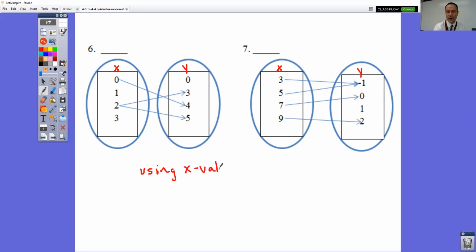If we're using an X value twice, that's when it is a no. Well, what does that mean, using it twice? If we have an X value and we have two arrows coming out of the X value, that's when it is a no. Go ahead and try 6 and 7, please.